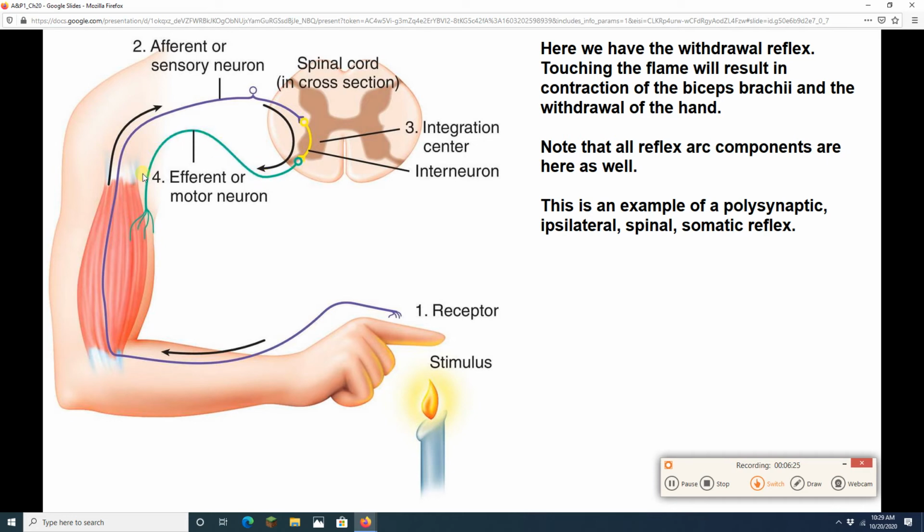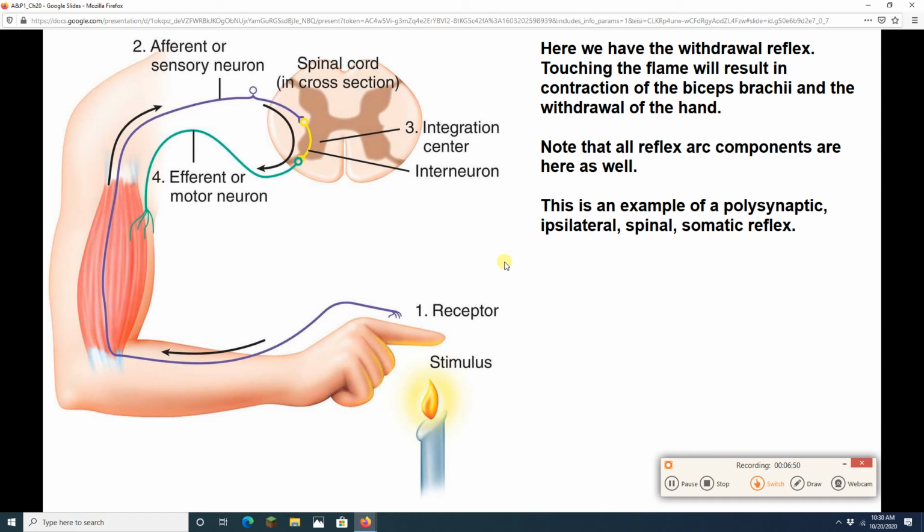Then a motor neuron out to our skeletal muscle, the biceps brachii, which is an effector. So we still had skeletal muscle, so this was still a somatic reflex. Our integration center was still the spinal cord, so this is a spinal reflex. It was a same side event, stimulated the right finger, response happened in the right arm, so it's ipsilateral.